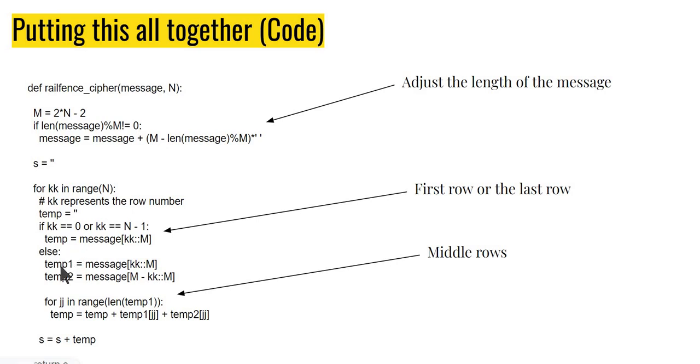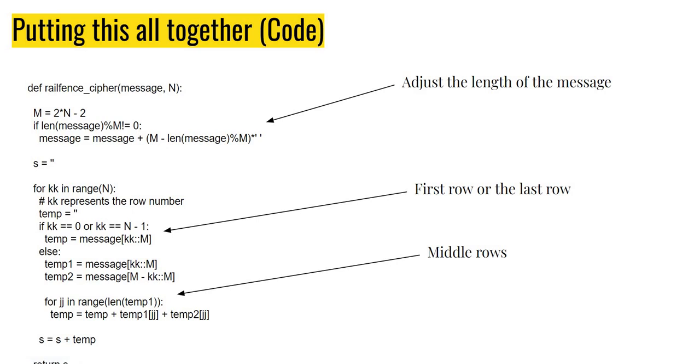Again, I'm creating two slices. The first slice starts from kk. The second slice starts from m minus kk. Now again, convince yourself, and I'm going in spacing of m again. Once I do these two slices, I put these two together. Notice temp1 and temp2, temp1, temp2, because this jj runs in a loop. So it interleaves these two, just like our even odd swap. And once I do this, I have my message ready.